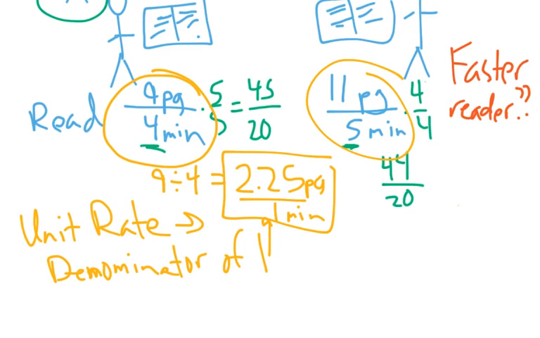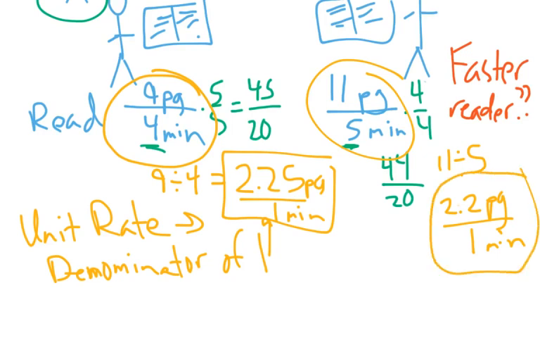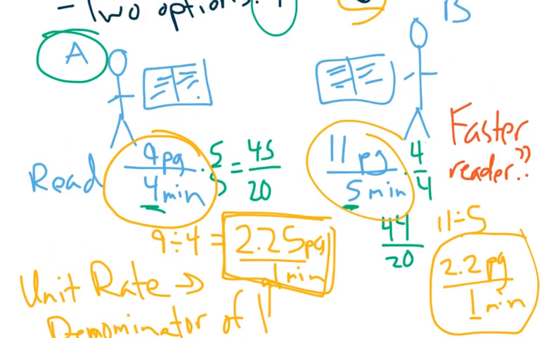Do the same thing here. 11 divided by 5 is 2.2. That would be pages per 1 minute. Normally, when we're dealing with fractions and our denominator is 1, we don't write it. But in this case, we do, because we're curious to see what's going on there. And we want that 1 there to let us know that this is truly a unit rate. And so when we break it down to a unit rate, we can see that still person A is reading faster, because for every minute they're reading 50 hundredths more of a page than person B.